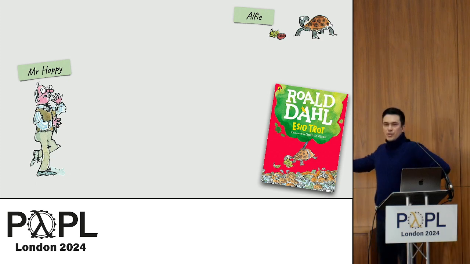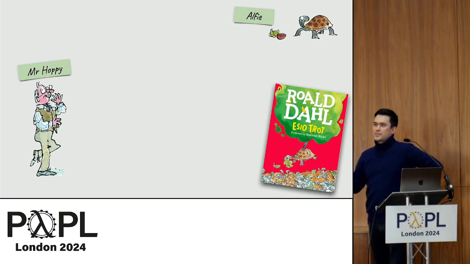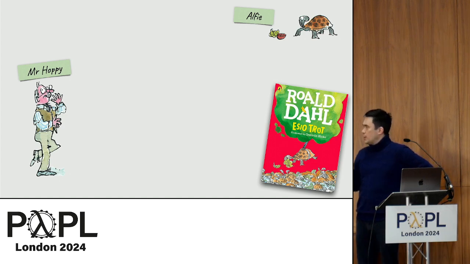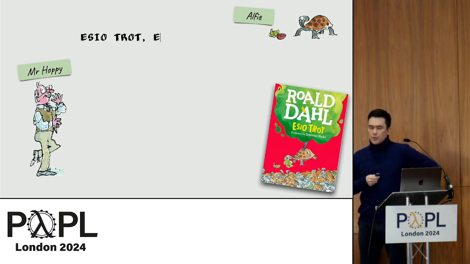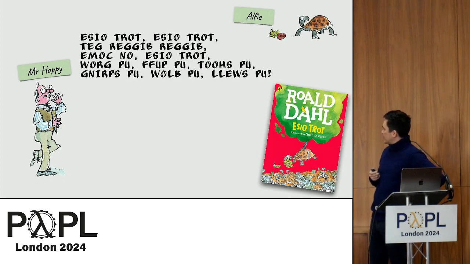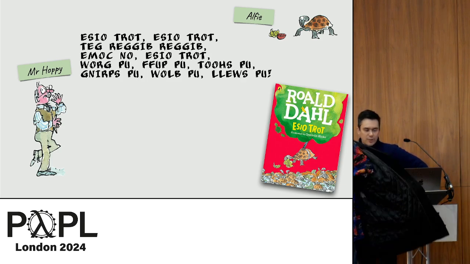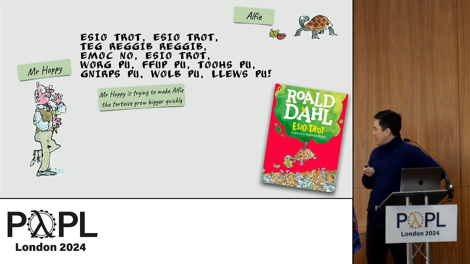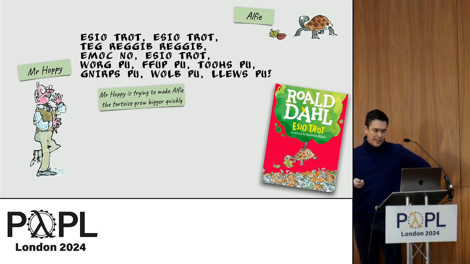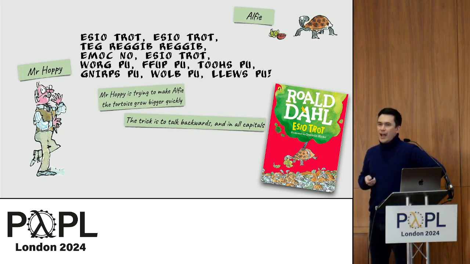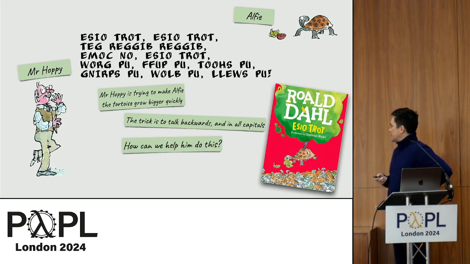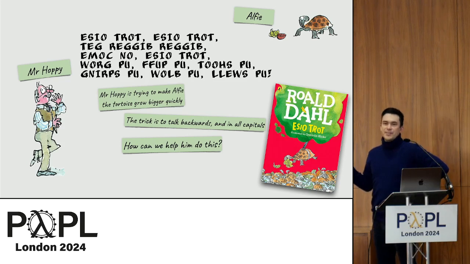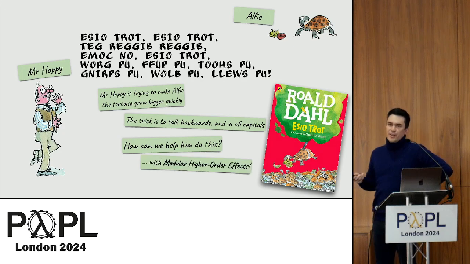And Esio Trot is a strange title, and it refers to some text that happens in the book, which is indicative of how great Britain is at writing stuff. It goes something like this. Esio Trot, tag regib, emok, no Esio Trot, which is complete nonsense. Why this nonsense? Because Mr. Hoppy is trying to make Alfie the tortoise grow quickly, and the trick is to talk backwards and all in capitals. So what he's really saying is something like, tortoise, tortoise, get bigger, get bigger. And so how can we help him to achieve this? Well, we can use modular higher order effects.